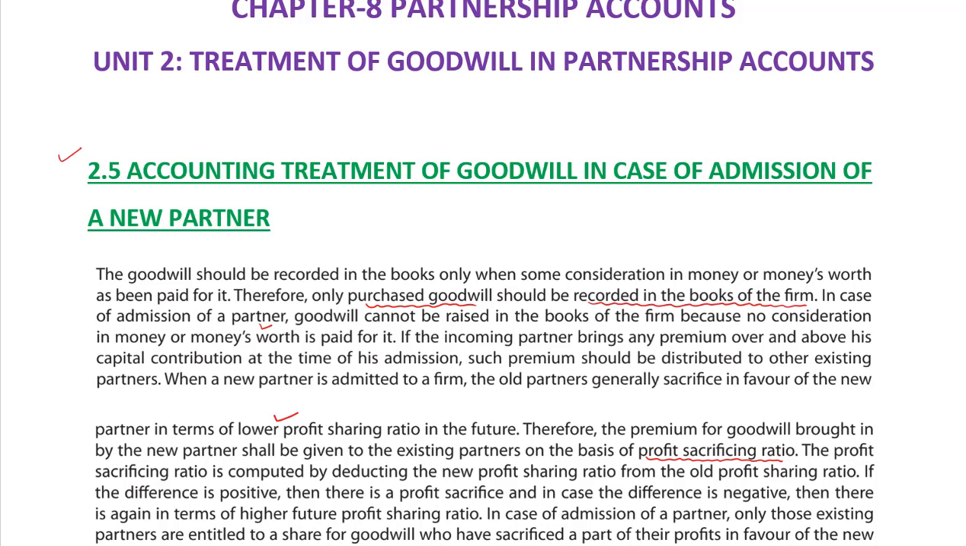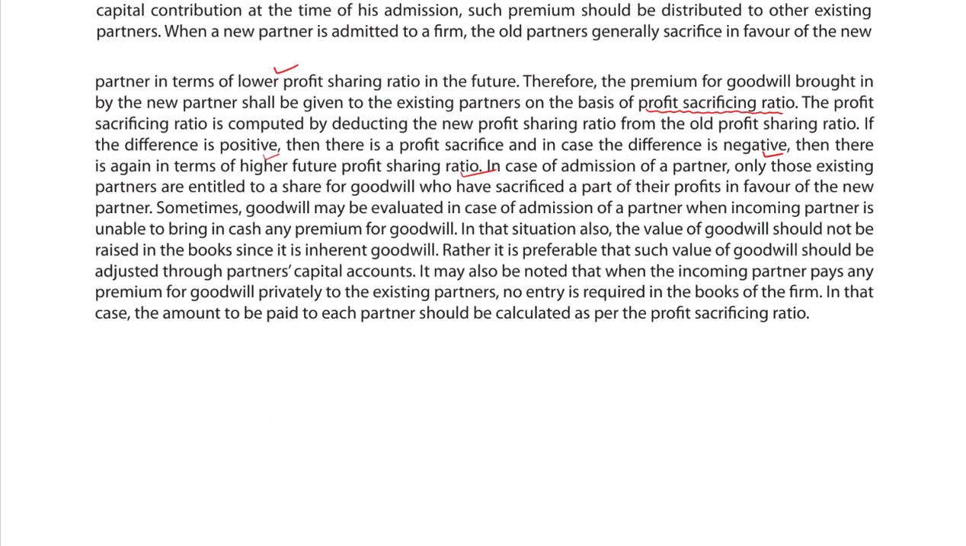The profit sacrificing ratio is computed by deducting the new profit sharing ratio from the old profit sharing ratio. If the difference is positive, then there is a profit sacrifice, and if the difference is negative, then there is a gain in terms of higher future profit sharing ratio. In case of admission of a partner, only those existing partners are entitled to a share of goodwill who have sacrificed a part of their profits in favor of the new partner.